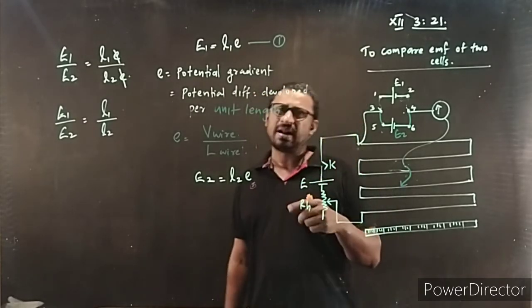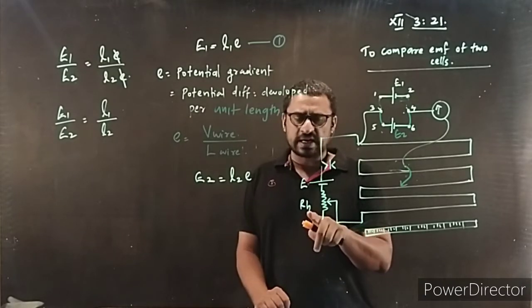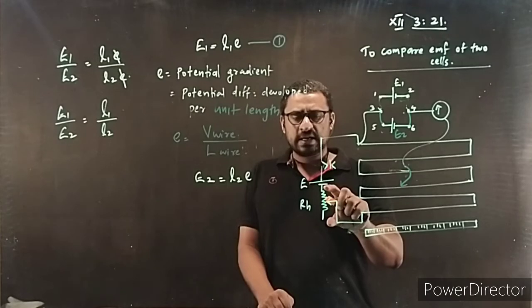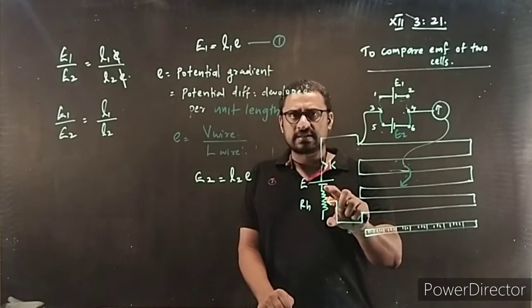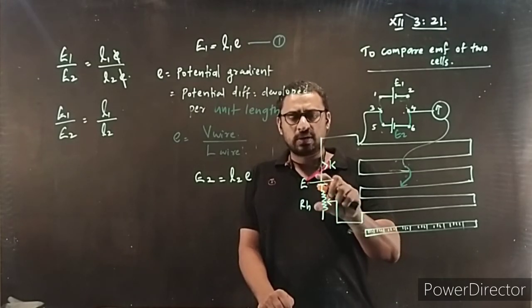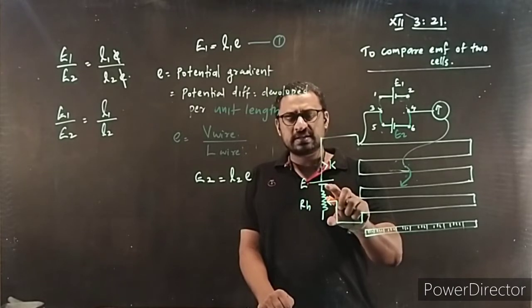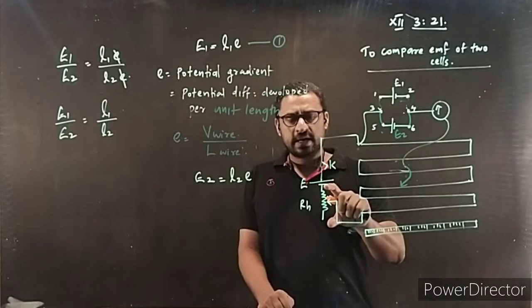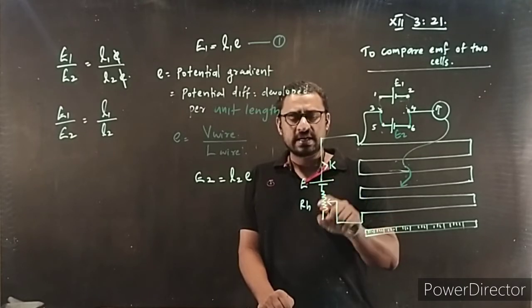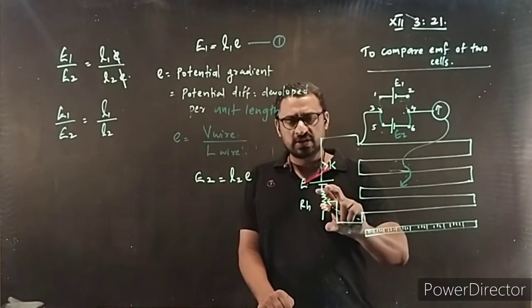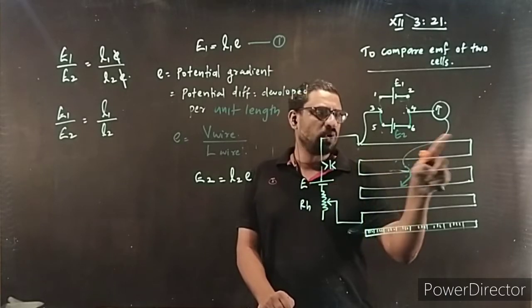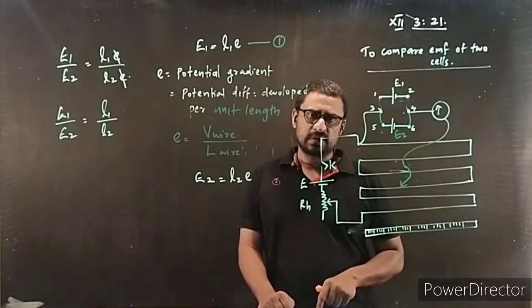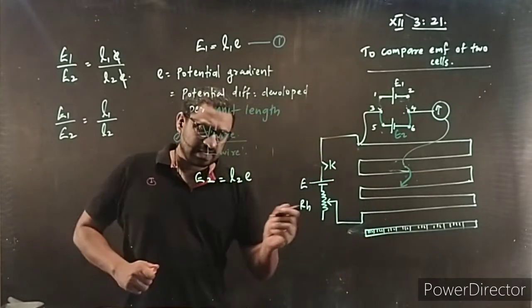Now one more thing I can give you as an idea. If the rheostat value is very high, what happens? Here the resistance will be very high. So the total potential difference will be split into the potential difference across the wire and the potential difference across the rheostat. When the rheostat is high, more voltage will be across the rheostat. Less voltage will be across the wire.